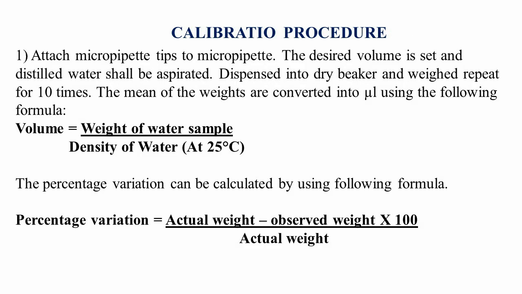Calibration of micropipette. Attach micropipette tips to the micropipette. The desired volume is set and distilled water is aspirated, dispensed into a dry beaker and weighed. Repeat 10 times. The mean of the weights is converted into microliter using the first formula and the percentage variation can be calculated by using the second formula.